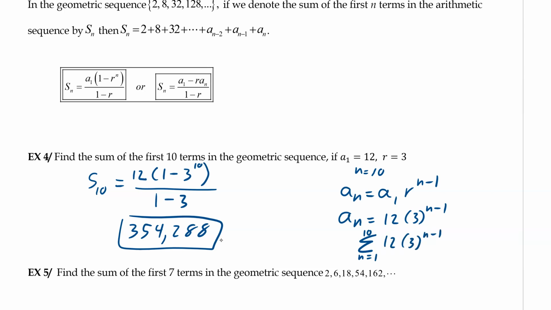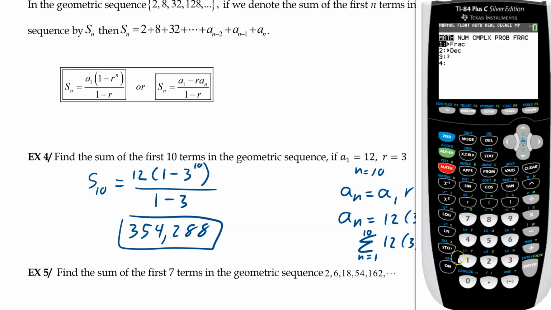So if we plug that in our calculator, it would also work the same way. So math 0, and we're going from 1 to 10. Let's come back down here and put x goes from 1 to 10. And then it's 12, parenthesis 3, exponent x minus 1. And then we hit enter. You see, same exact answer.